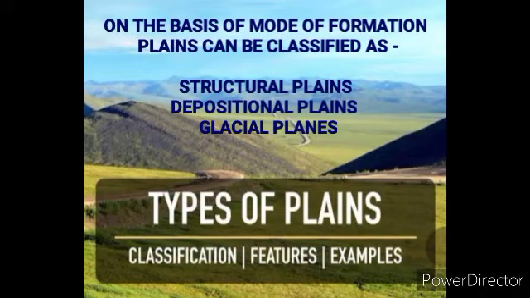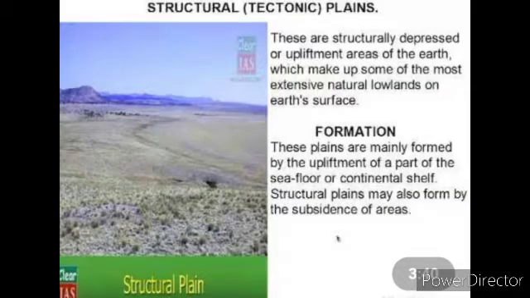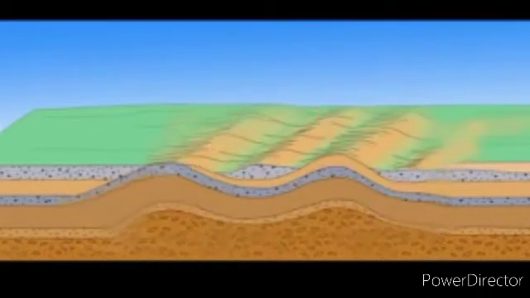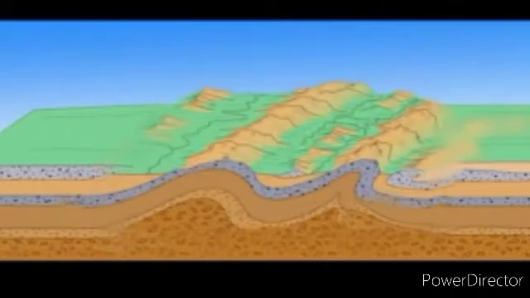Classification of plains. On the basis of their mode of formation, plains can be classified as structural plains, depositional plains, and glacial plains. What are structural plains? Structural plains are original low-lying areas of the world, which means these lands are naturally formed plains. They are formed of original horizontal bedded rocks or by the upliftment of the crust by movement of tectonic plates.